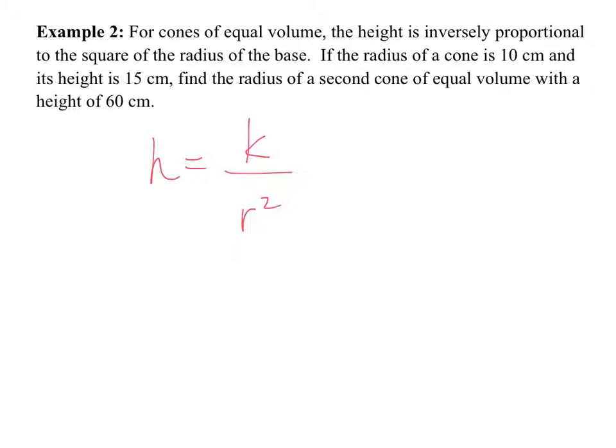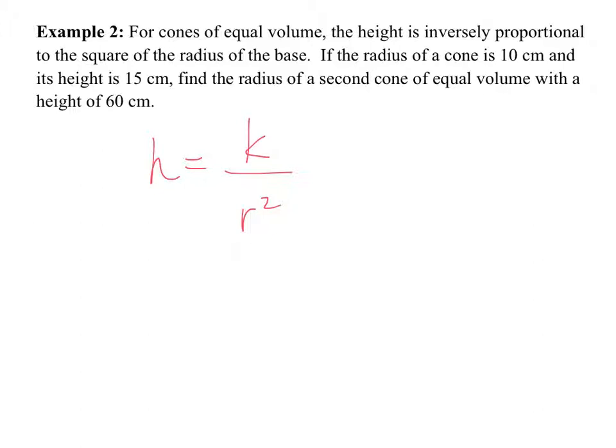Since it was the height being inversely proportional to the square of the radius, the square of the radius goes in the bottom, the height goes out here, and your constant of proportionality k is still there. Now at this point, what do we do? What do we do next? We have some sort of information, don't we? Mike, help me out. Look at the second sentence.